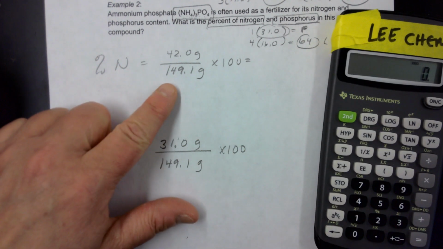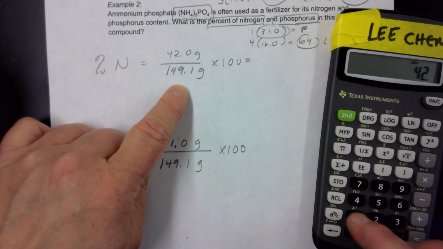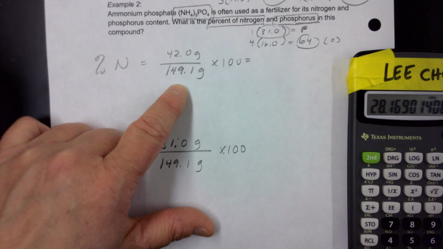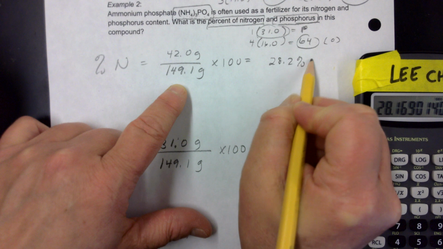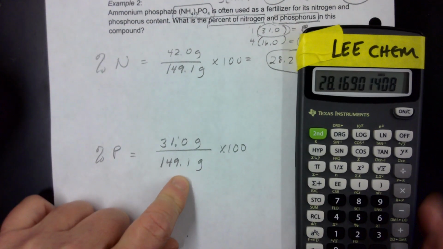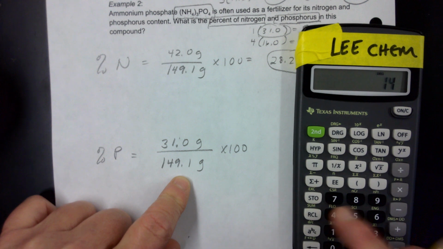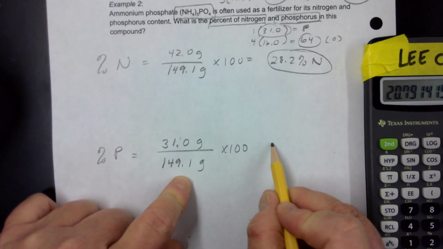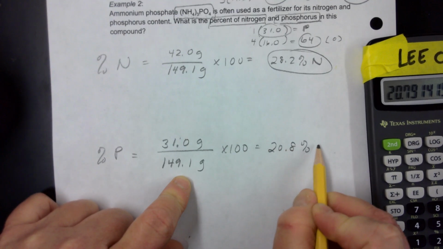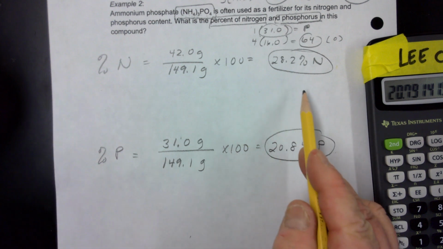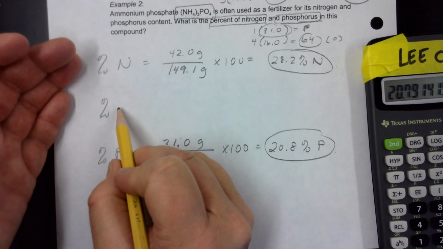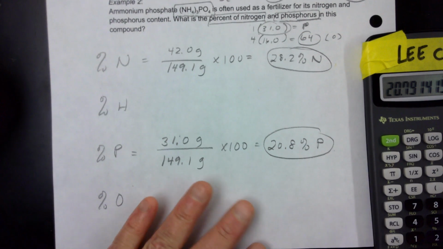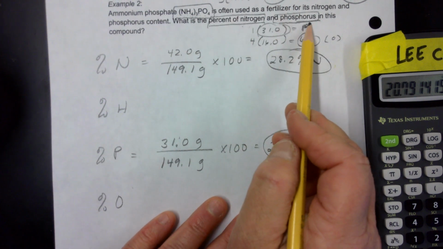So let's do the math here. I'm going back up to nitrogen. 42 divided by 149.1 and multiplied by 100, and you're going to get 28.2% nitrogen. And the phosphorus is 31 divided by 149.1 times 100, and we get 20.8% phosphorus. Now those two will not add up to 100% because we did not calculate the percent of hydrogen, nor did we calculate the percent of oxygen. We could, but the question only asked us to find the percent of nitrogen and the percent of phosphorus.